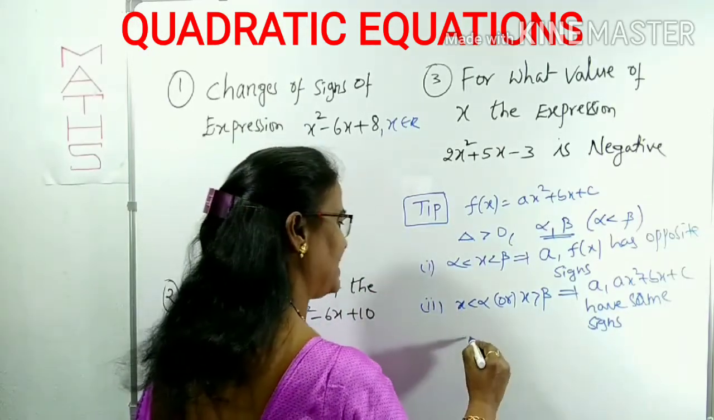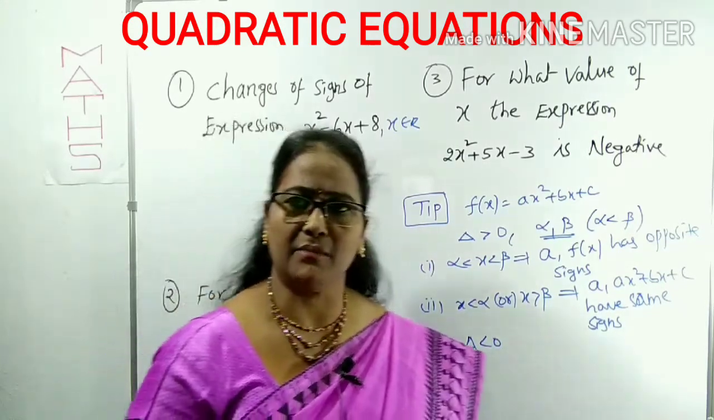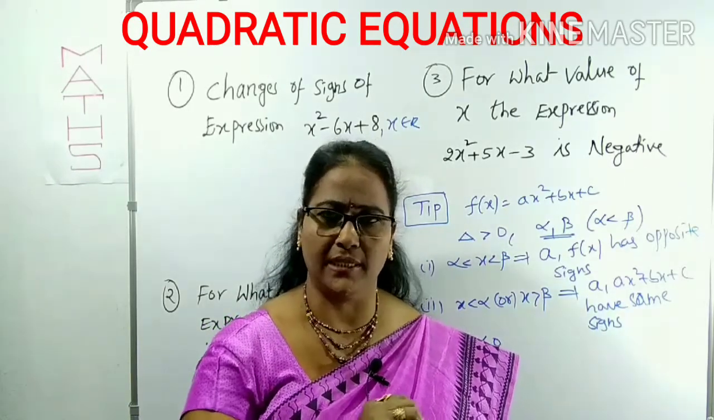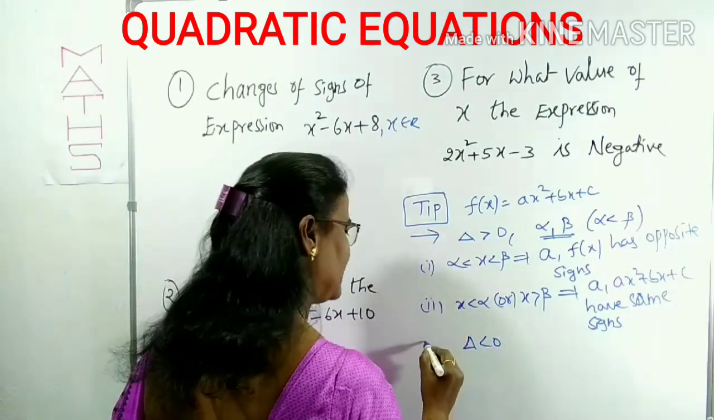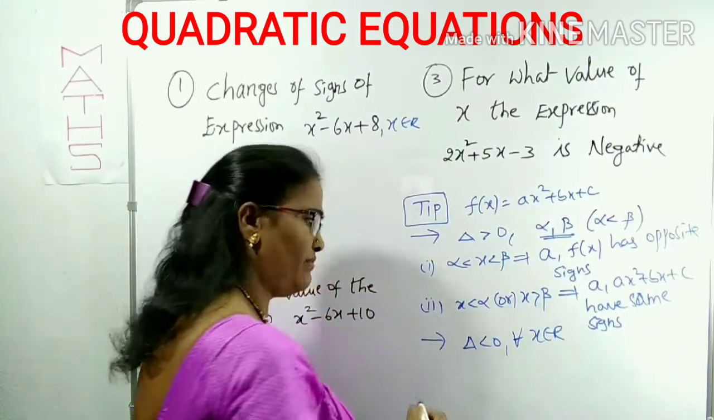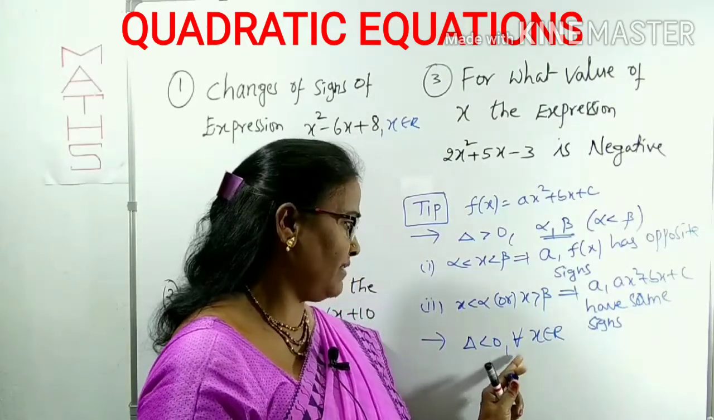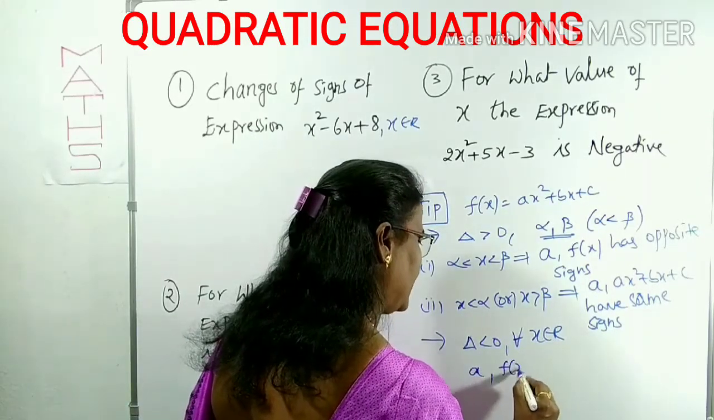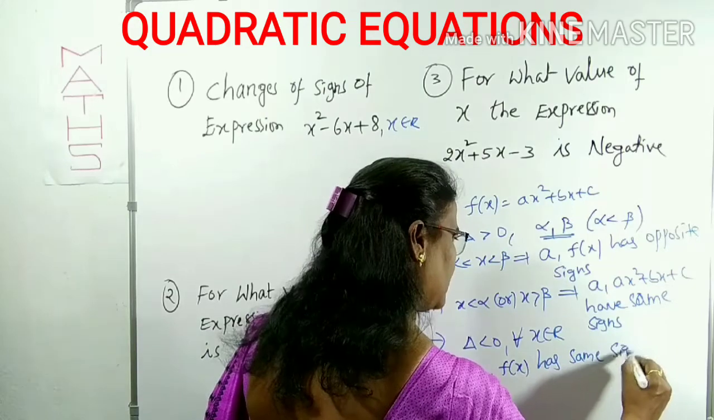Now suppose the discriminant is less than 0. Less than 0 means it has complex roots. In that case, a and the expression compulsorily have the same signs, 100%. There is no question of opposite sign. When the discriminant is greater than 0 we have one case; here the discriminant is less than 0. For every x belonging to R, here no need to find the roots because we cannot find real roots. It has imaginary roots. What is the value of x? For every x belonging to R, a and the expression f(x) have the same signs only. There is no question of opposite signs, right?